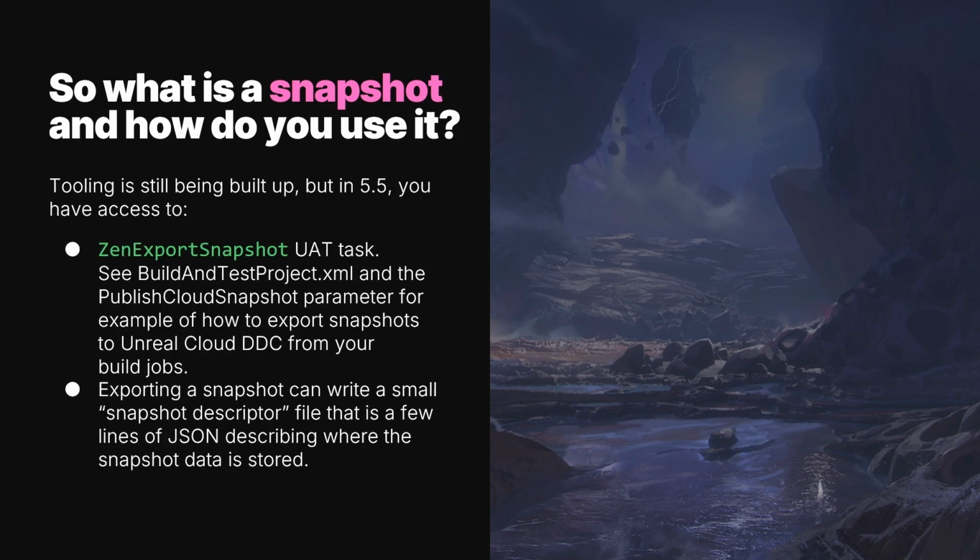So we're still building up the tooling around this, but in 5.5, you do have access to a UAT task called Zen Export Snapshot, and the build and test project XML build graph that ships with the engine demonstrates the use of Zen Export Snapshot and provides an example of how to export snapshots to Unreal Cloud DDC from your own build jobs.